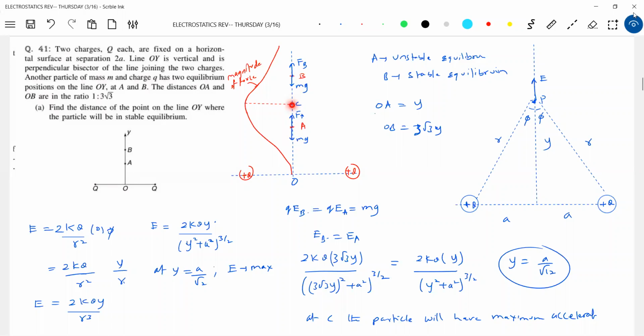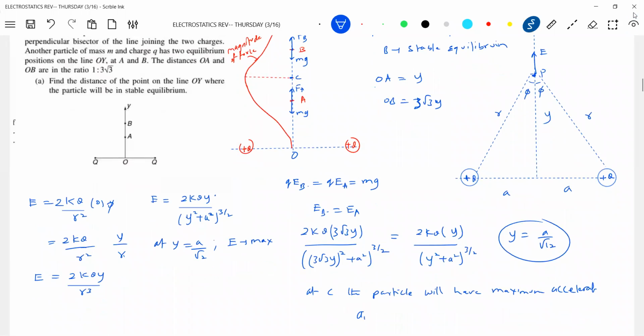So definitely at this particular point, the electrostatic force will be there. So what about the acceleration here? It should be electrostatic force minus mg. So we can calculate even the maximum acceleration of the particle. That should be equal to Fc minus mg by m. How to calculate Fc? Substitute y is equal to a by 2, a by root 2, and solve the problem.